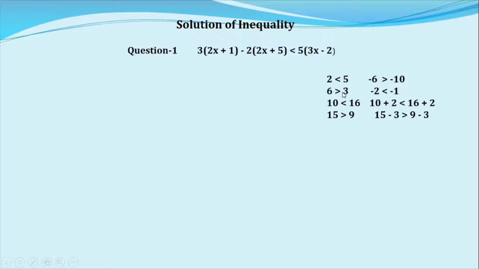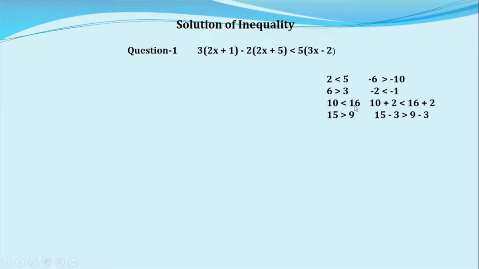And take another example, 6 is greater than 3. If we divide this inequality by minus 3 on both sides, it will become minus 2 and minus 1. So again this inequality will be changed. Minus 2 is less than minus 1. So these two rules: if we multiply with a negative number on both sides of an inequality, or divide with the same negative number on both sides, this inequality will be changed.